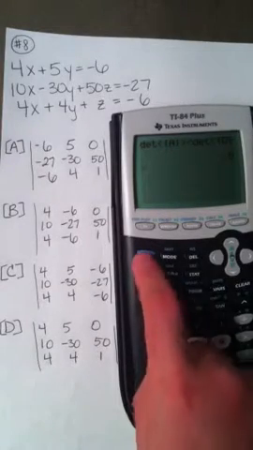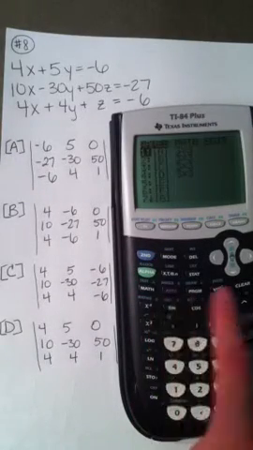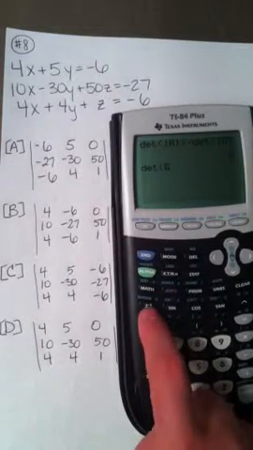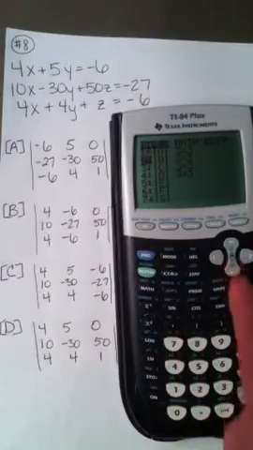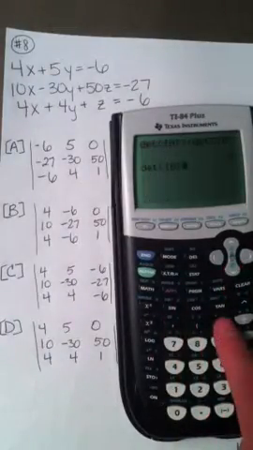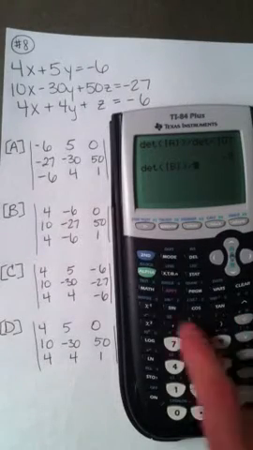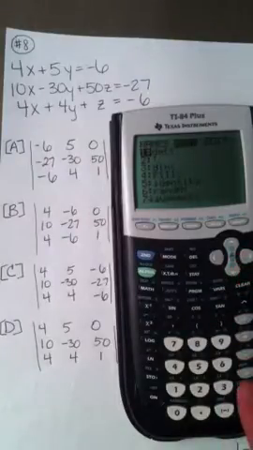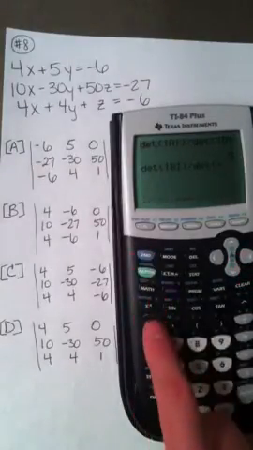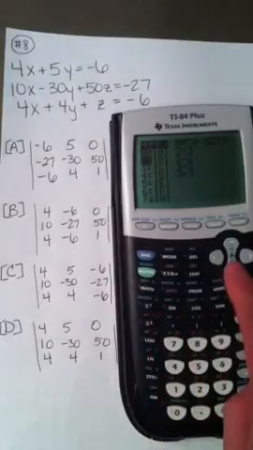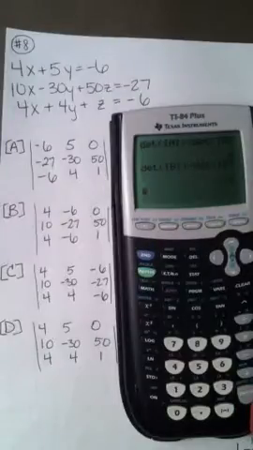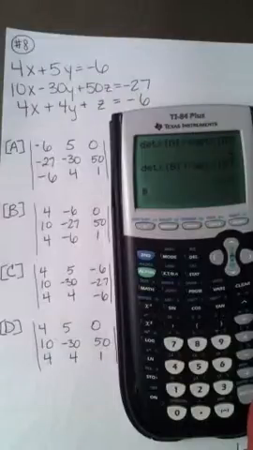Next I'm going to get my y value, so I'm going to do second, x to the negative 1, which is matrix, over to math, hit enter for determinant, second, x to the negative 1, which is matrix, down to B, enter, close the parentheses, divided by second, x to the negative 1, which is my matrix menu, over to math, the determinant, second, matrix, D, enter, and it gives me that my y value is negative 1.6, or negative 8/5 if it was in a fraction.